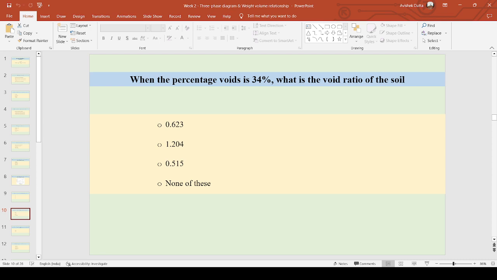I'll repeat the question once. When the percentage of voids is 34%, what is the void ratio of the soil? Your options are 0.623, 1.204, 0.515, or none of these.